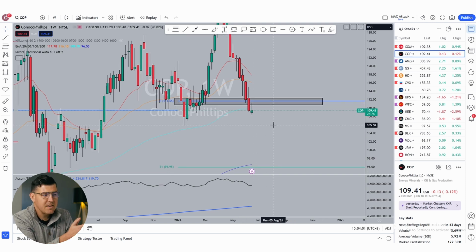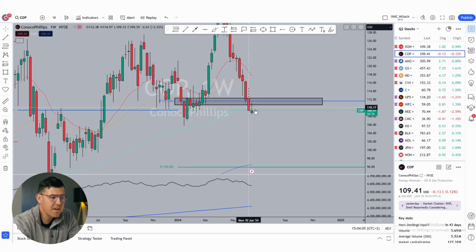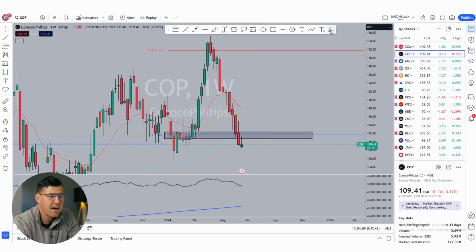In the case of this specific stock on the screen right here, what I'm looking for is some type of reversal pattern. If we're coming from a high, in this case, we made a high early on in the year during April. We are now pulling all the way back to the pivot. I want to see some type of reversal play here.